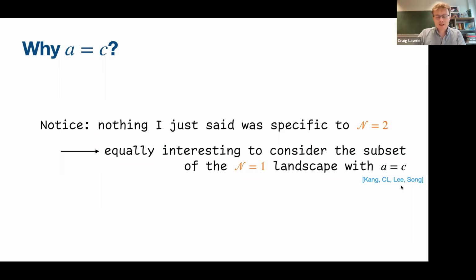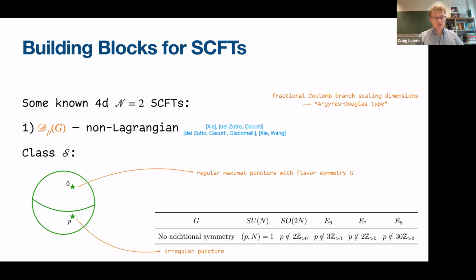So what kind of theories can you build that sit within this A equals C region? Theories often can be built from a set of simple building blocks. And I'm going to talk about precisely two building block theories, or two families of building block theories today. So the first will be these theories that sometimes go by the name of DPG. These are some non-Lagrangian theories, and their Coulomb branch scaling dimensions are fractional. They're also sometimes called of Argyres-Douglas type for this reason. And they've been studied for a long time, particularly by these authors here.